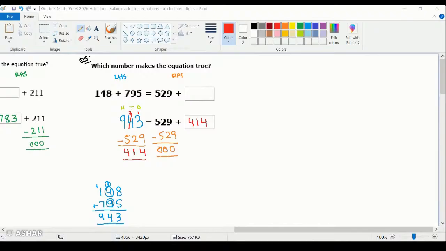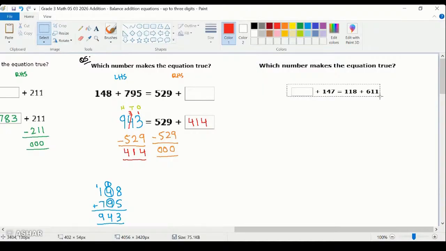For question number 6, it says, if the given values are this, which number makes the equation true? If this is the given equation, question number 6, what they are saying is a missing number plus 147 should be equals to 118 plus 611. Perfect. Thank you.